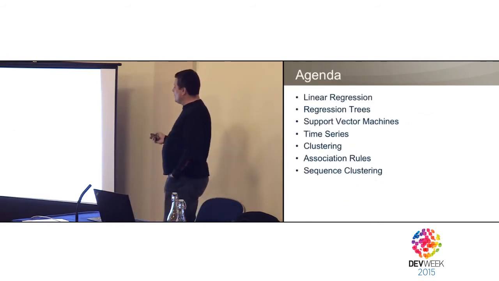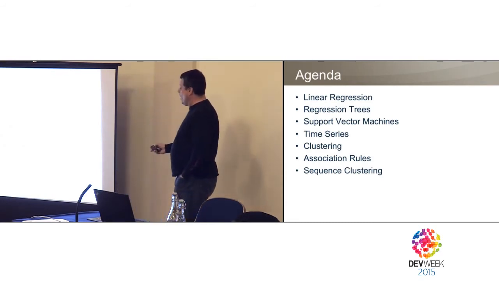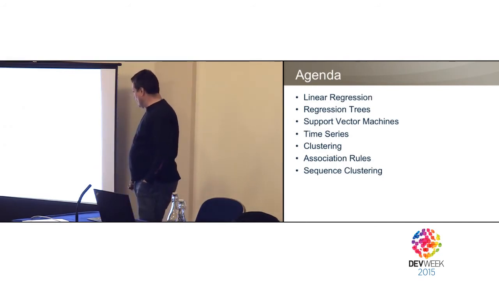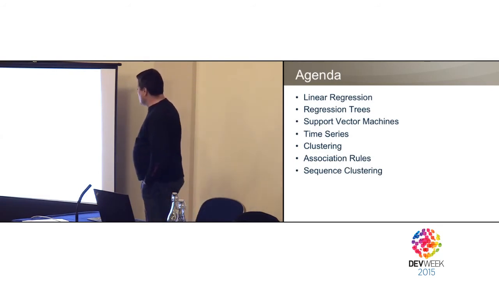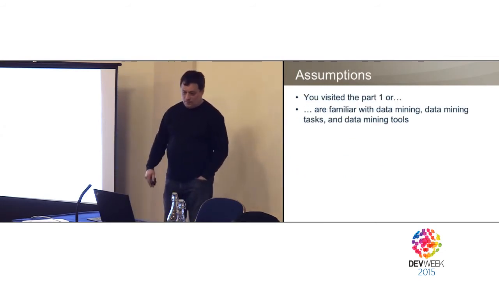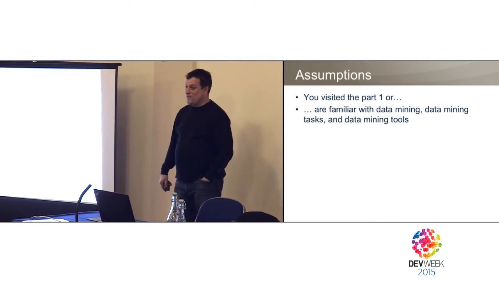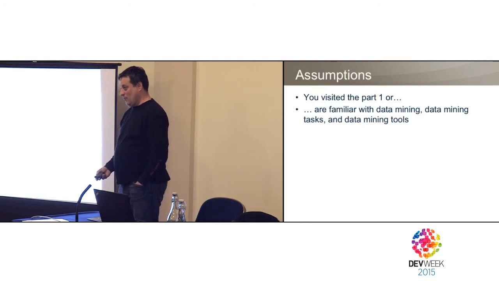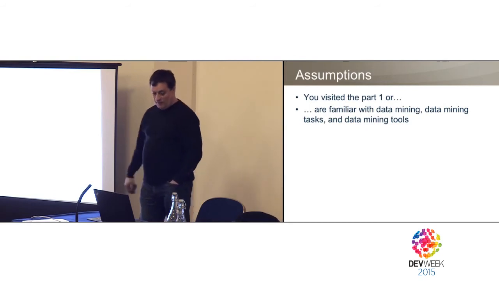So in the second part, I'm going to describe estimation algorithms, linear regression and regression tree. One more kind of a predictive or classification algorithm, support vector machines. Time series, different clustering algorithms, association rules and sequence clustering. So a lot of work to do, but I assume that either you visited part 1 or are already familiar with the definition of data mining, so I'm skipping the introduction, which took me like 1/3 of the presentation in the first part, so we can focus directly on algorithms.